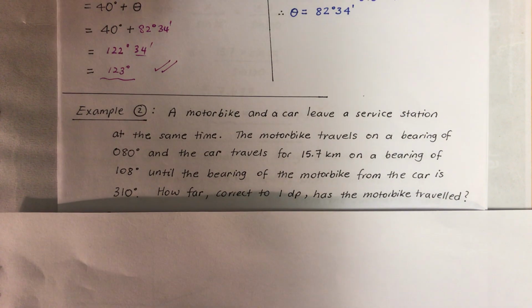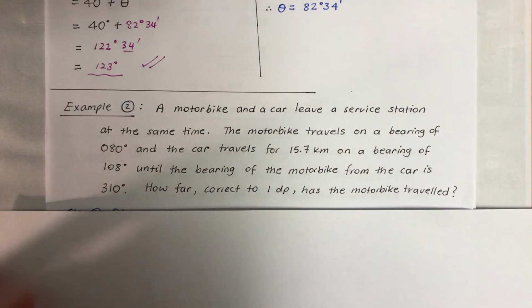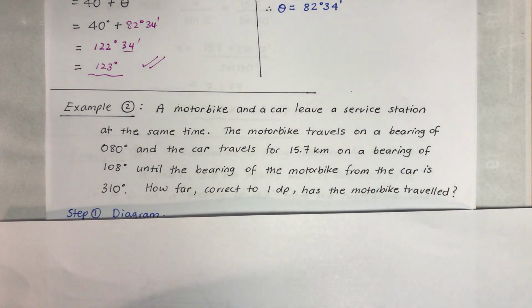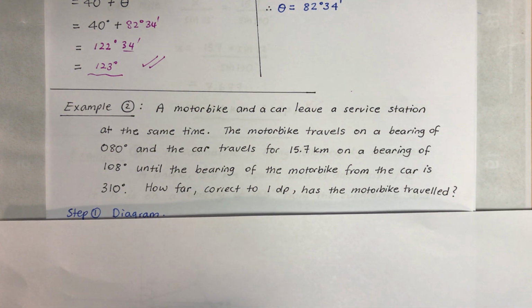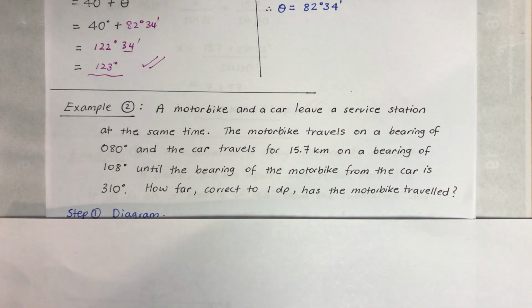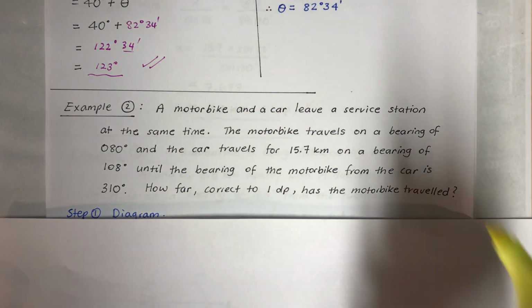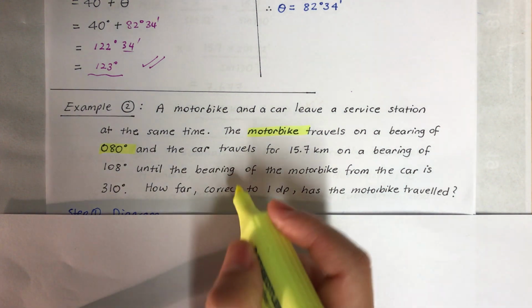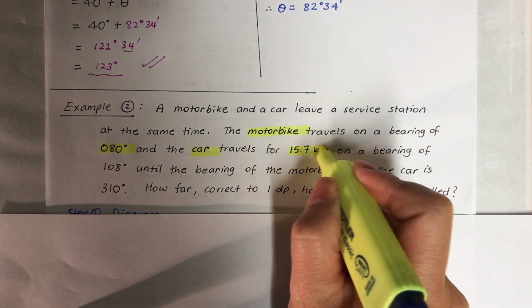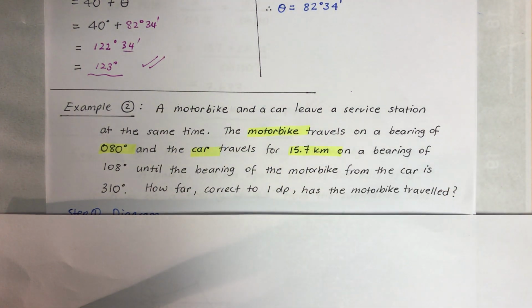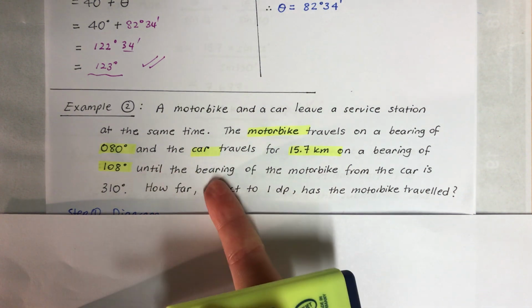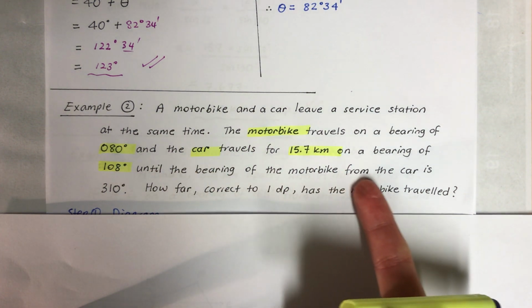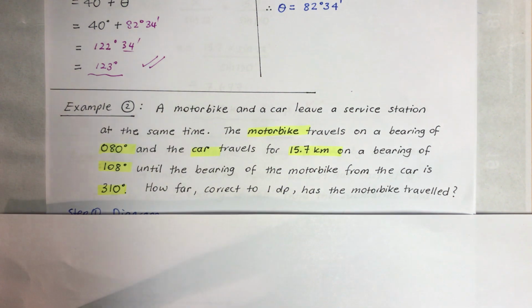Part example 2 now. A motorbike and a car leave a service station at the same time. The motorbike travels on a bearing of 80 degrees. Okay, so I'm going to just, as I read, highlight it. And the car is 15.7 kilometers away on a bearing of 108, until, now this is going to be a little bit tricky, until the bearing of the motorbike from the car is 310.